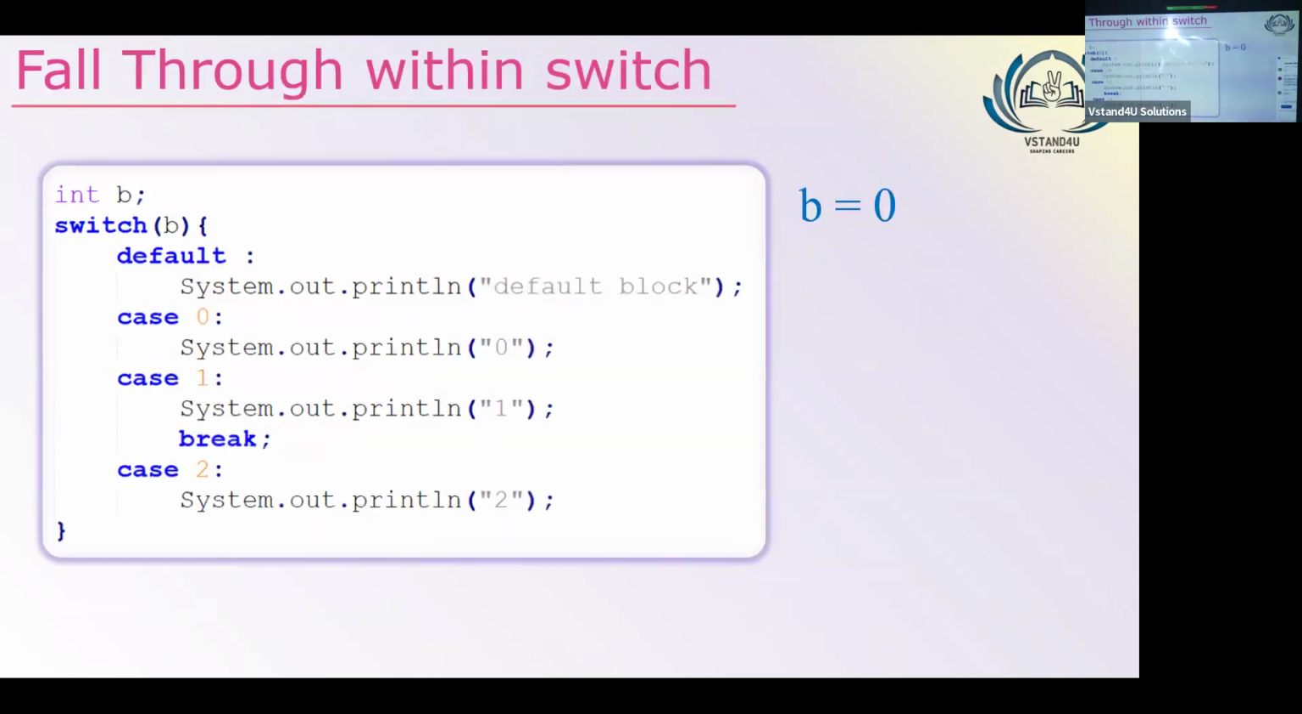Pay attention to this scenario. What if b is 0? Now pay attention, what is the change I have done? I have kept the default in front, then 0, then 1 with break, then 2 without break. Okay? If b is 0, then I'll give the options. First, default will work, yes or no?